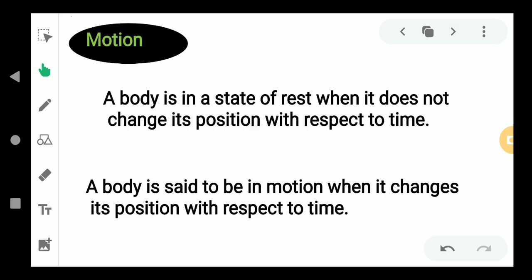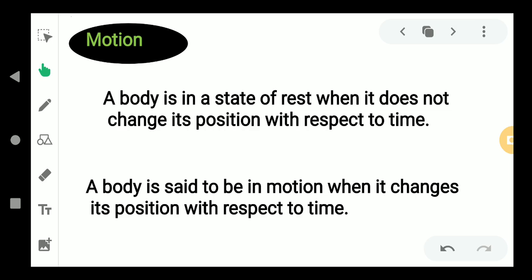People used to say that they are going to take rest. Then, what will be the actual meaning of rest? Any body is in a state of rest means that the position of that body is not changing with respect to time. Every time we are relating motion and rest with respect to time. That means as the time changes, whether they are changing their position or not.